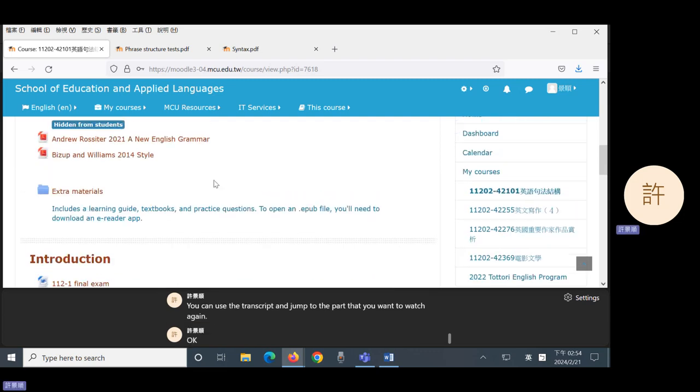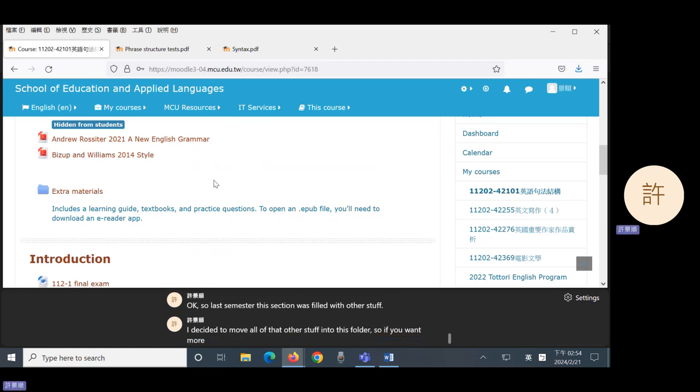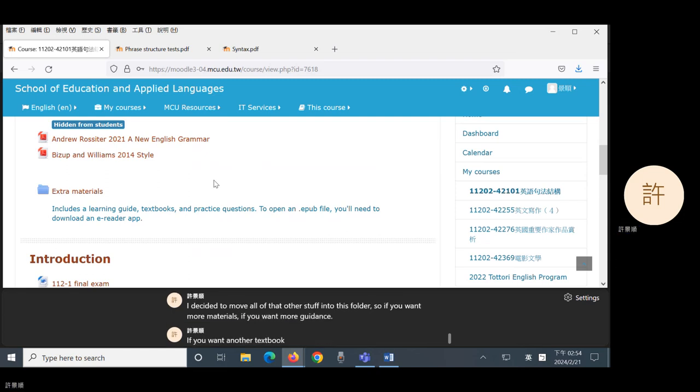Okay, so last semester, this section was filled with other stuff. I decided to move all of that other stuff into this folder. So if you want more materials, if you want more guidance, if you want another textbook, everything is in this folder, extra materials.